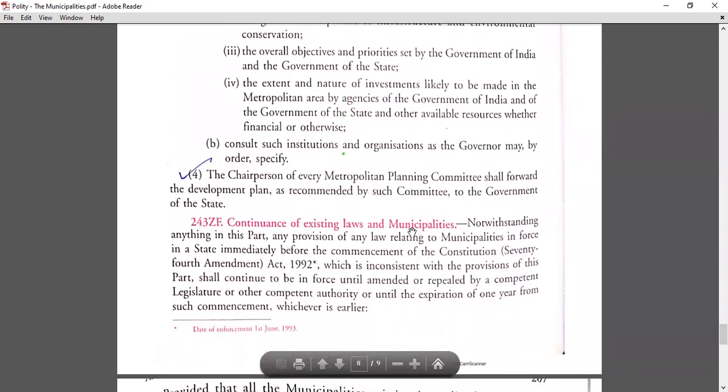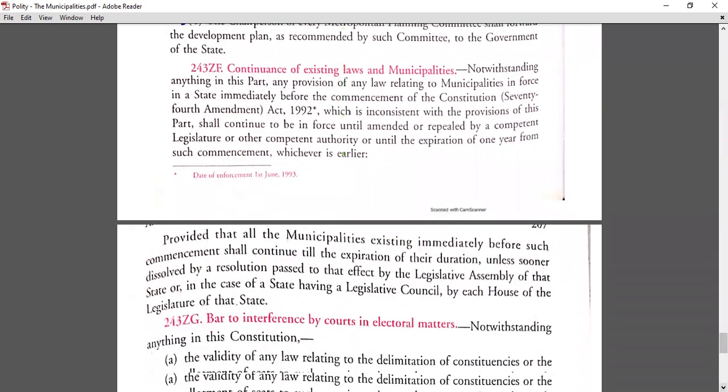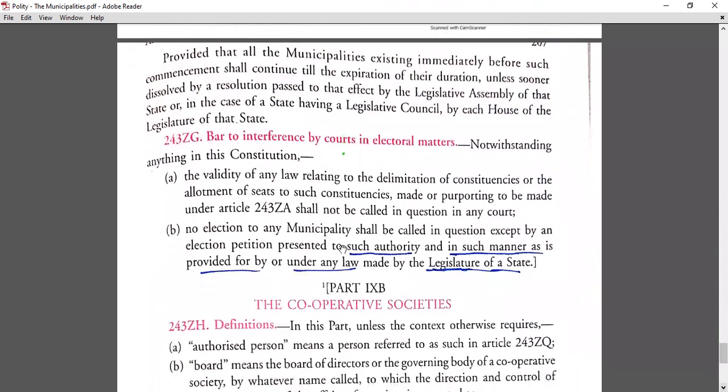Continuance of existing laws and municipalities. This article is not required. Same like the last Panchayat part. So we'll come to the last article, that is, bar to interference by courts in electoral matters. So courts cannot interfere in electoral matters. Notwithstanding anything in this Constitution, the validity of any law relating to the delimitation of constituencies or the allotment of seats to such constituencies made or purporting to be made under Article 243ZA shall not be called in question. Obviously, anything related to delimitation of constituencies shall not be called in question in any court.